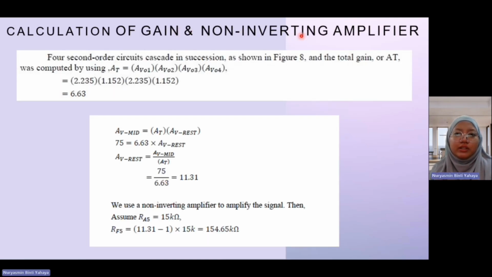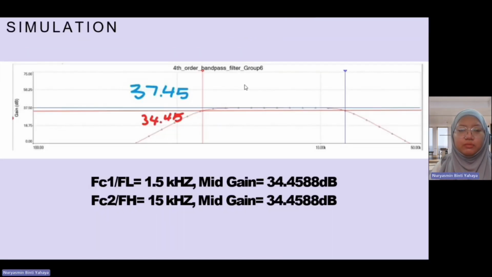Calculation of gain and the non-inverting amplifier for the second-order circuits cascaded in succession. The total gain AT was computed using this formula, and we get 6163. Then using this formula, we get 11.31 as the gain of the non-inverting amplifier. We can assume RA5 is 15 kilo ohm, and RF5 is 154.65 kilo ohm.